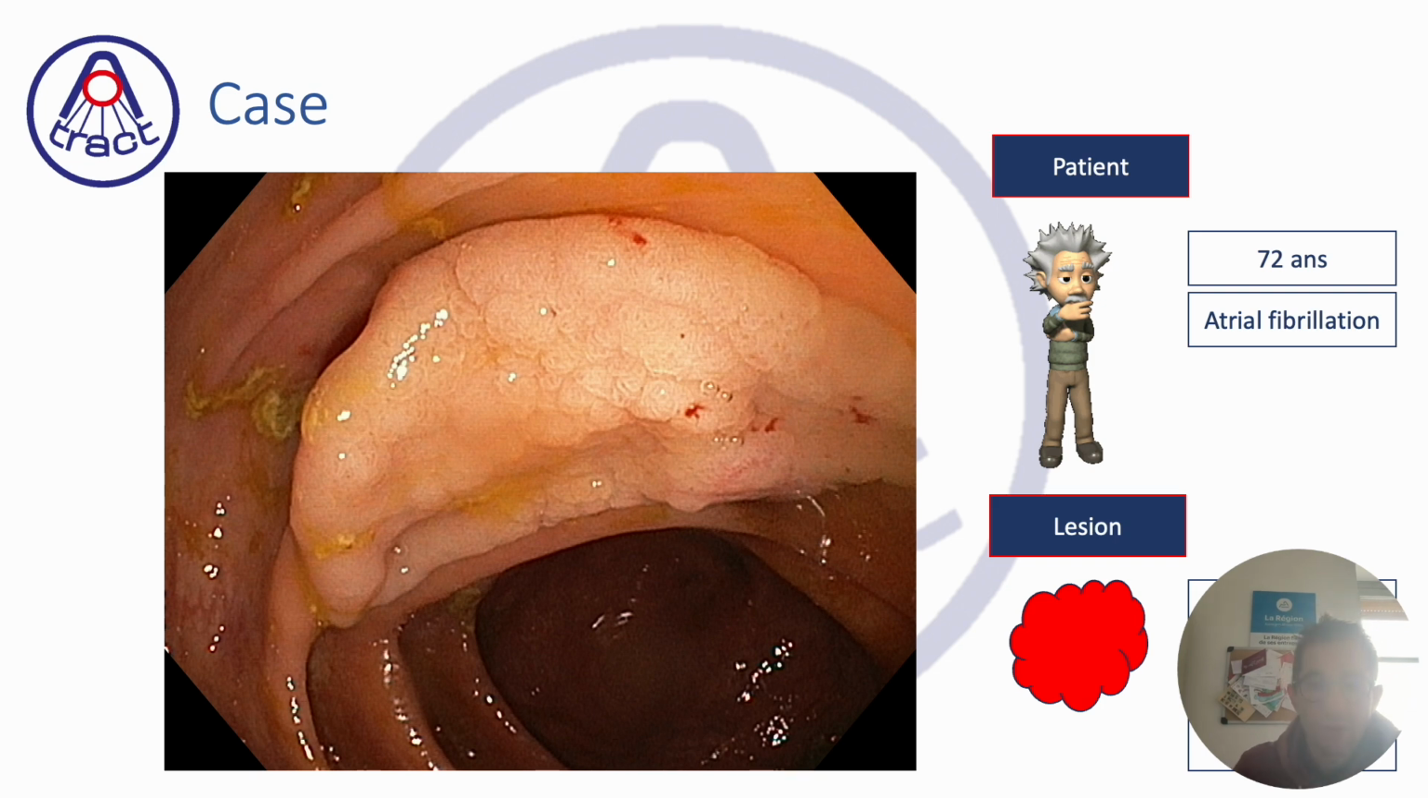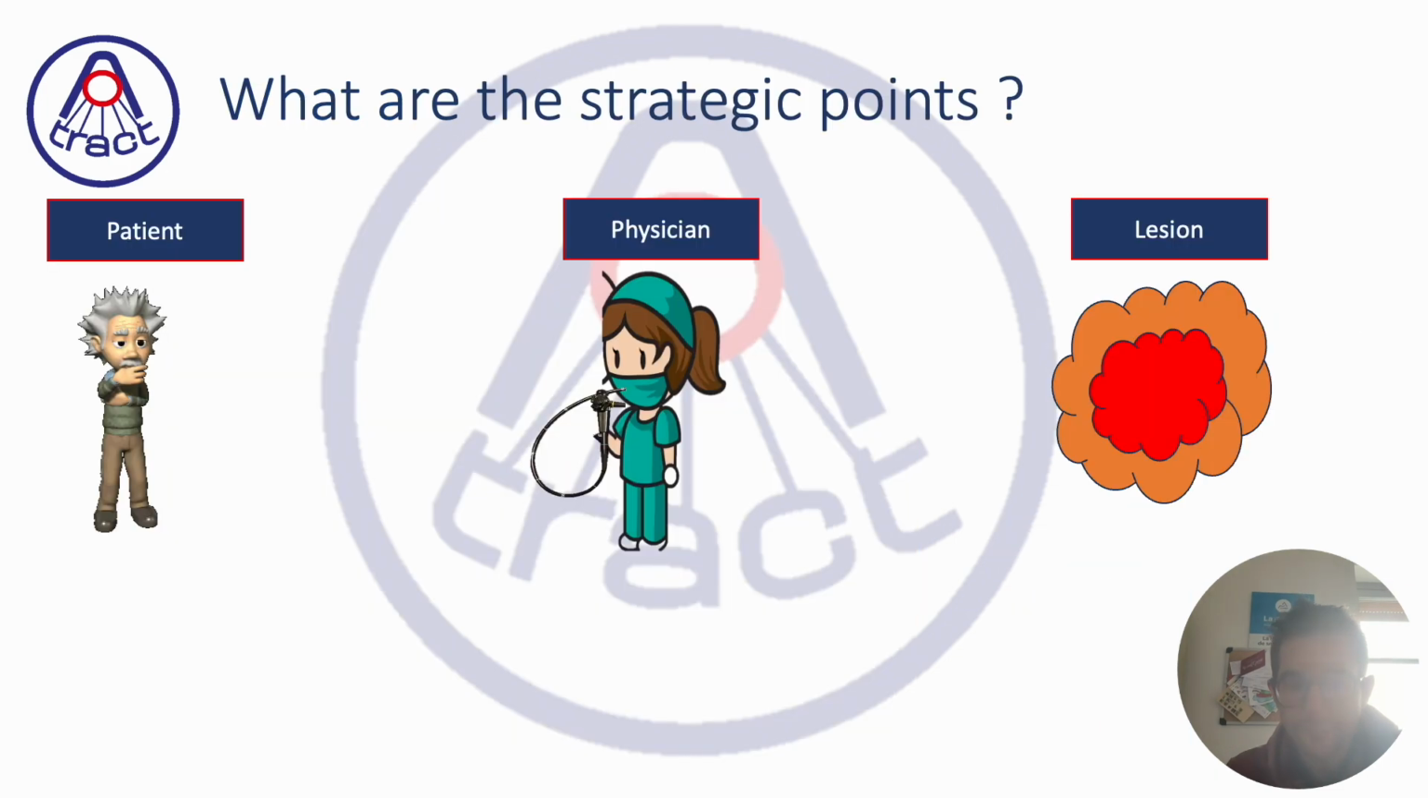So first, what is the case? It is a patient of 72 years old with atrial fibrillation, which means with anticoagulant drugs. It's a lesion in the right colon, around 4 centimeters, because it's one hemicircumference of the colon, and those are usually around 4 centimeters. And this lesion is somewhere in between the right angle and the valvula.